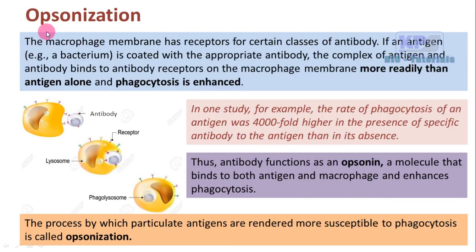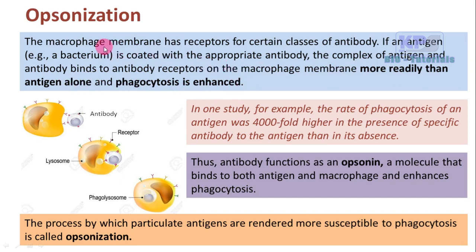Then let us look at a term, namely opsonization. The macrophage membrane has receptors for certain classes of antibody. If an antigen, for example a bacterium, is coated with an appropriate antibody, the complex of antigen and antibody binds to antibody receptors on the macrophage membrane more readily than antigen alone, and phagocytosis is enhanced.